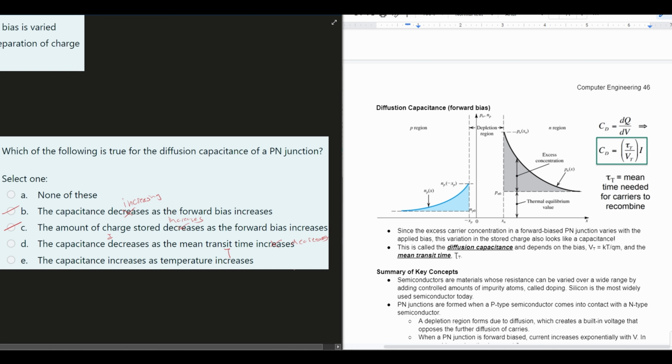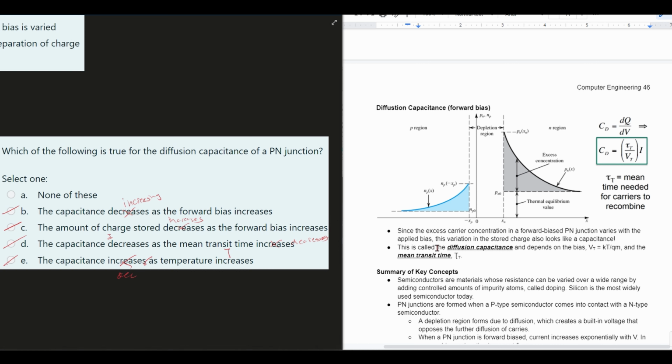Next we have the capacitance increases as temperature increases. And so we'll mark this off here, and this one is also false. The capacitance is not going to be increasing as our temperature is increasing. When our temperature increases, it'll actually be decreasing. So we can do DEC here just for that.